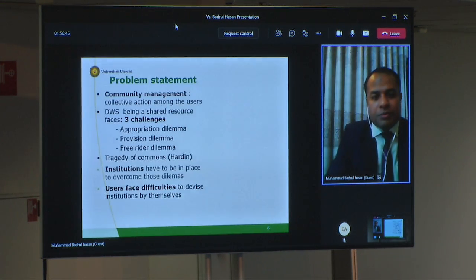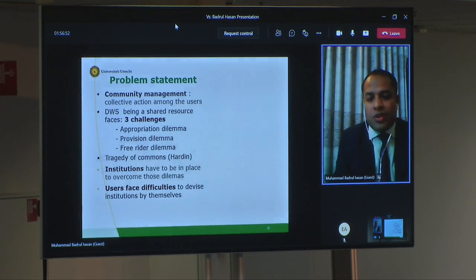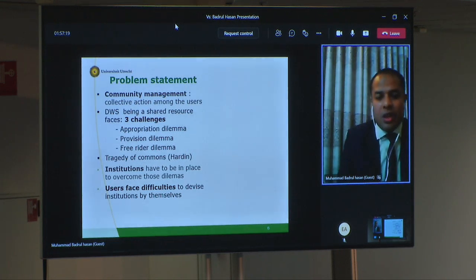Problem statement. Community management implies collective action among drinking water system users for the operation and maintenance of those systems. Because it is a shared resource, community people frequently face two dilemmas: the appropriation dilemma and the provision dilemma, which together result in the tragedy of the commons, which Garrett Hardin indicated in his famous paper.